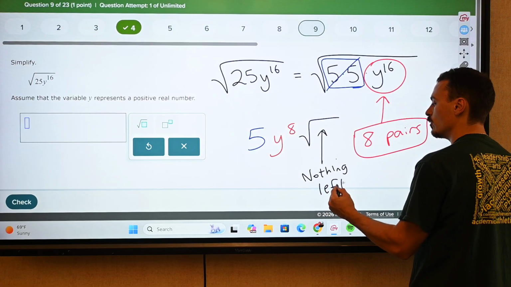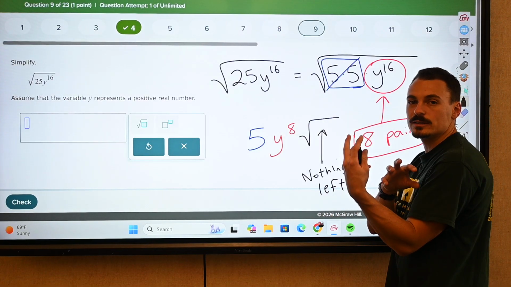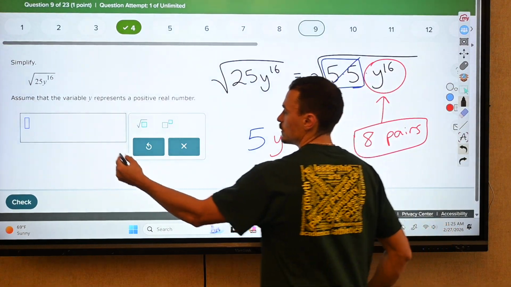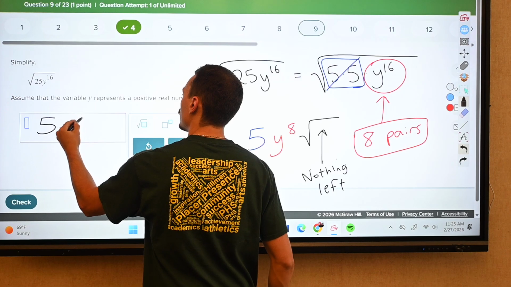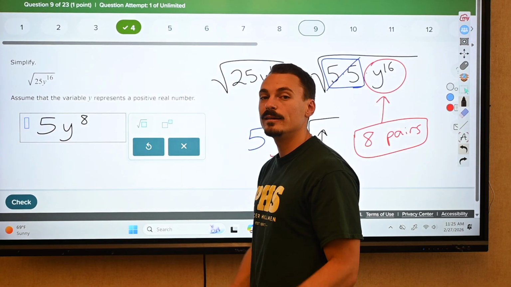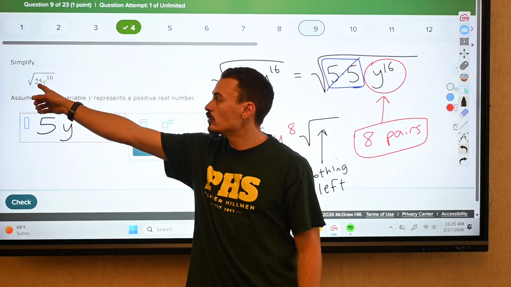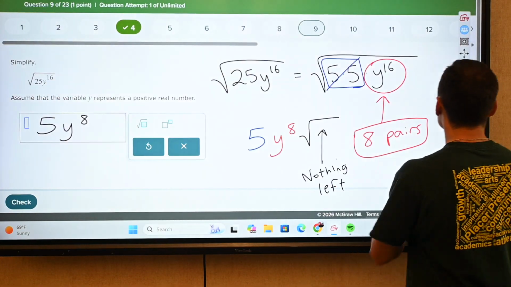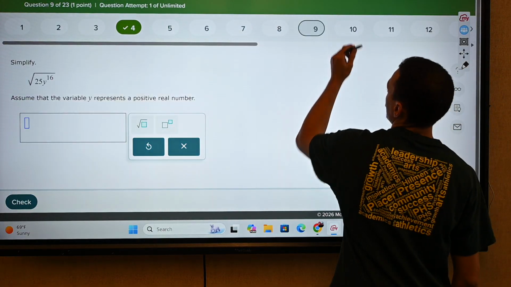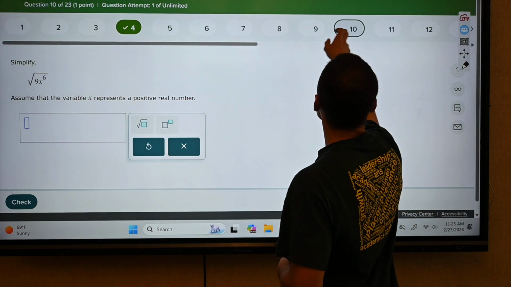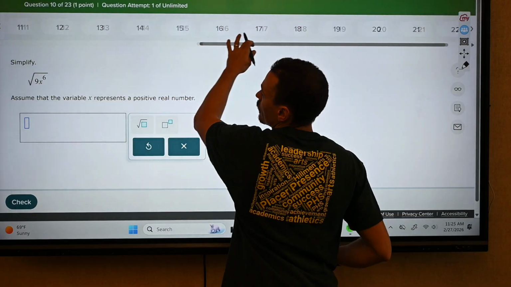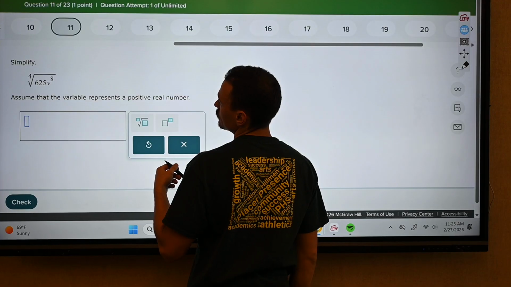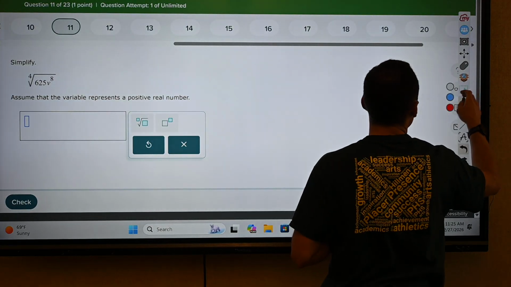Okay, think of your radical like a drawer. If you pulled all of your socks out of your drawer, there would be nothing left, right? So this is our answer: 5y to the 8. If you want to do this in your head, the square root of 25 is 5. The square root of y to the 16 is y to the 8. Same thing, that would be 3x to the 3. Okay, perfect.